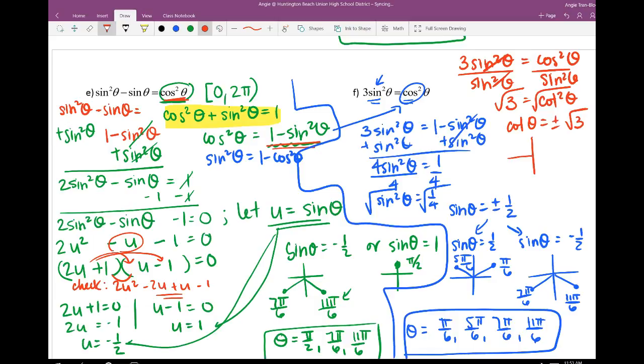Then again, because it's positive and negative, I again will have 4 answers, right? Cotangent is positive radical 3 in quad 1 and quad 3. And cotangent is negative in quad 2 and quad 4. And the angles are still the same. Pi over 6, 5 pi over 6, 7 pi over 6, and 11 pi over 6. So it doesn't matter how you solve in mathematics. If you do it right, then the answer will always be the same. This is the end of our notes.